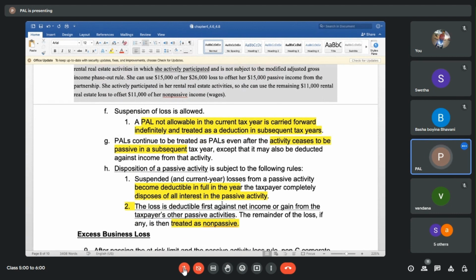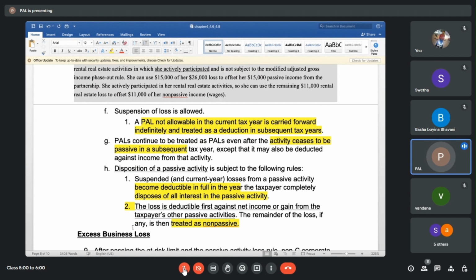Okay, and actually those losses become fully deductible. They can also offset the other regular income if the disposition has happened. That means that will be the final year of that passive activity. That will be an exceptional year.